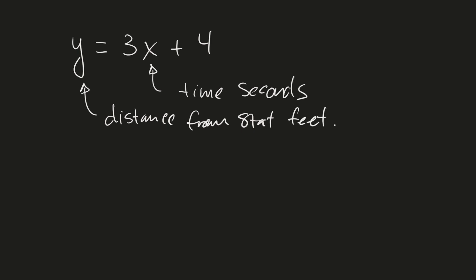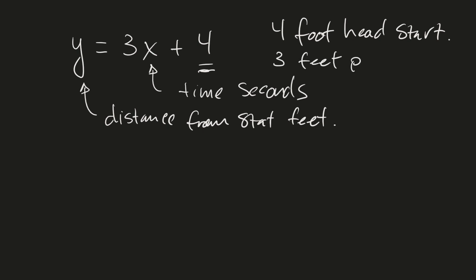we know that for this particular person, when x is 0, that means the race is starting, yet they're magically 4 feet from the start of the race. So this equation shows me two things. It shows me that they have a 4-foot head start, and it also shows me that every single time 1 second goes by, their distance from the start increases by 3 feet. So their speed is 3 feet per second.